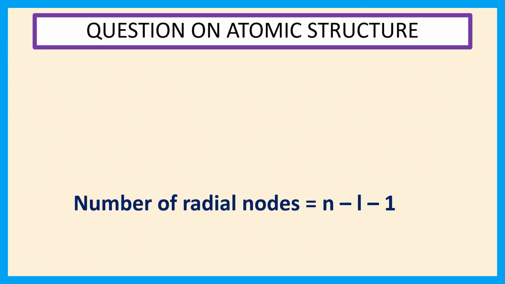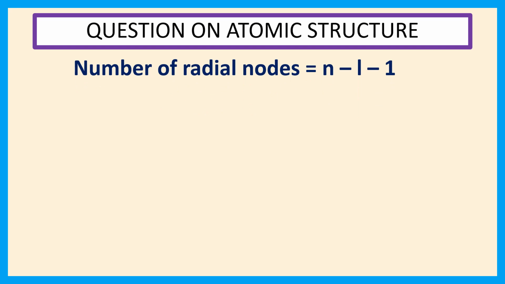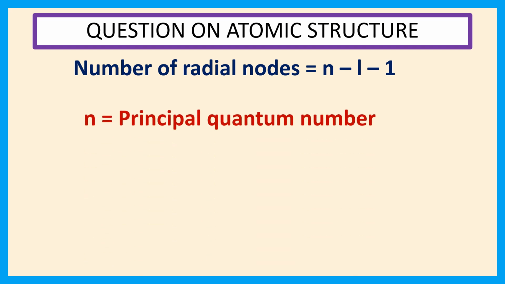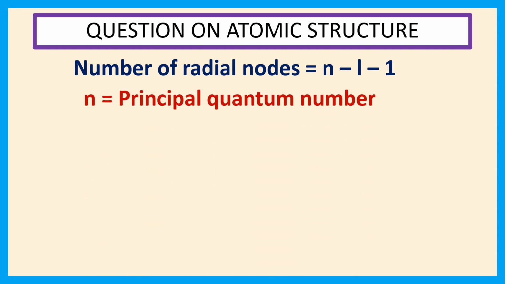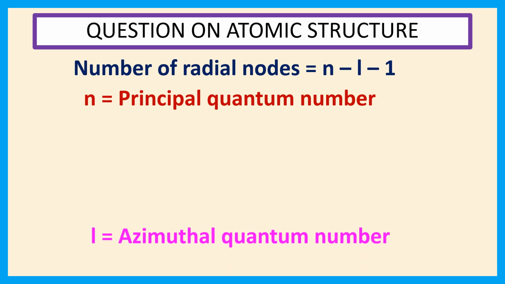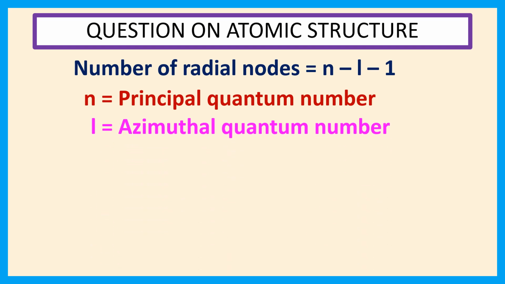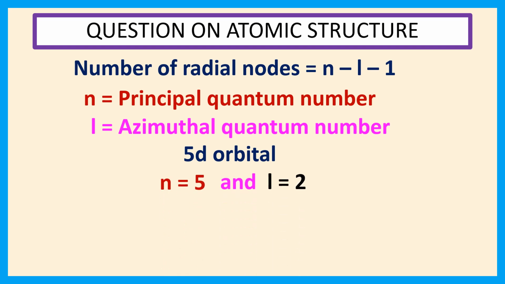We know number of radial nodes is equal to n minus l minus 1, where n is equal to principal quantum number and l is equal to azimuthal quantum number. Here given 5d orbital. For 5d orbital, n is equal to 5 and l is equal to 2.